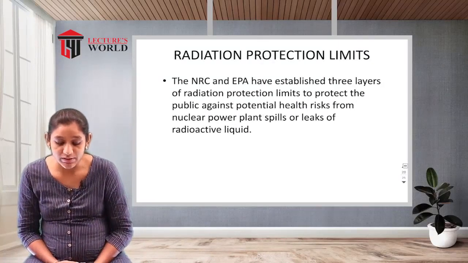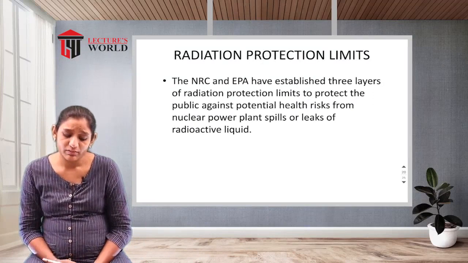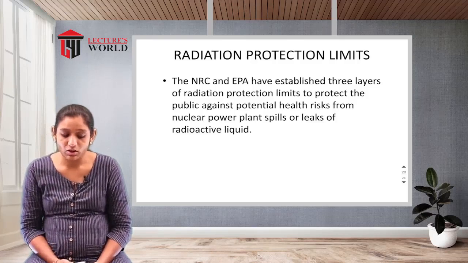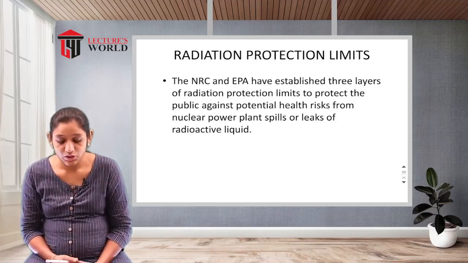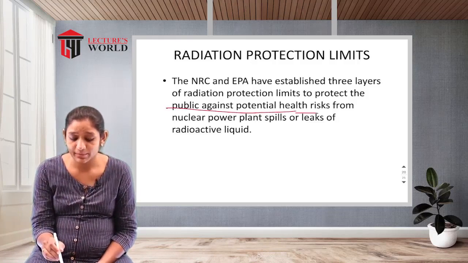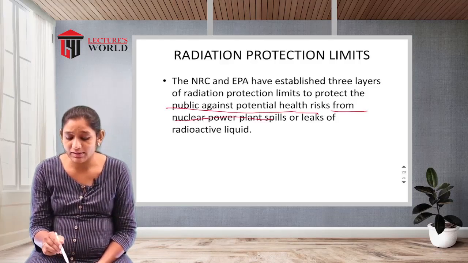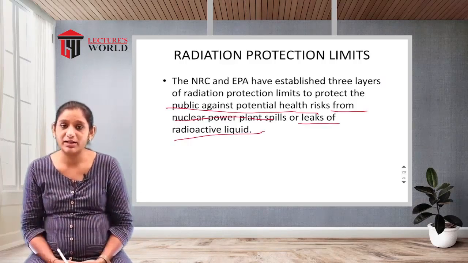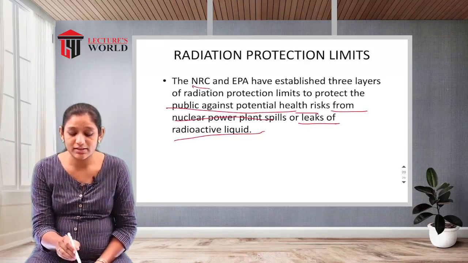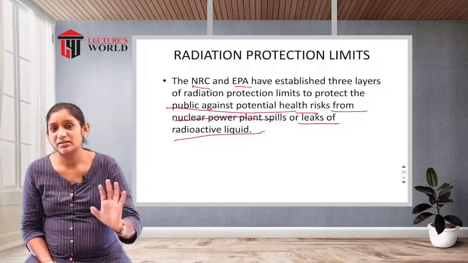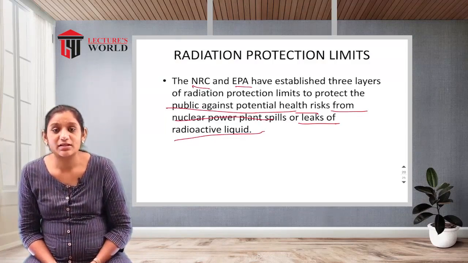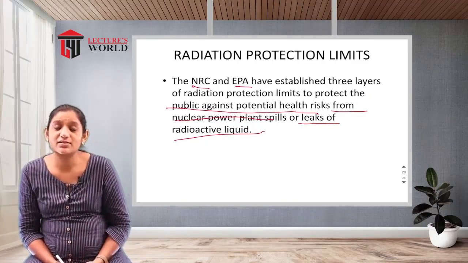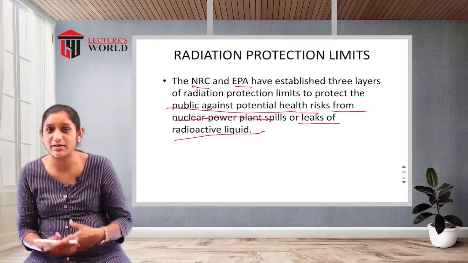Radiation protection limits. What are the radiation protection limits? The NRC and EPA have established three layers of radiation protection limits to protect the public against potential health risk from nuclear power plant spills or leaks of radioactive liquid. In a simple manner, these two bodies, the NRC and EPA, established protections for human welfare against radioactive materials, which are hazardous to ourselves.